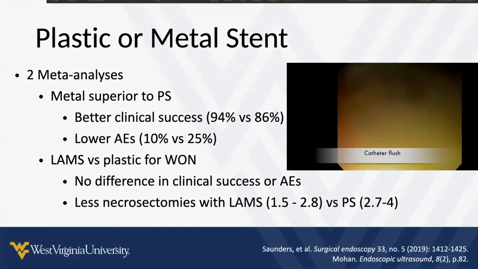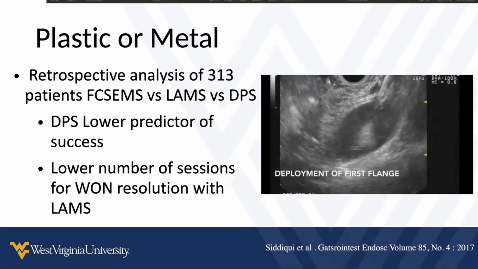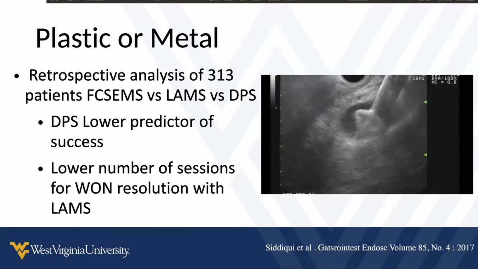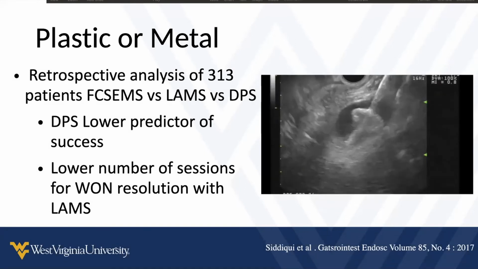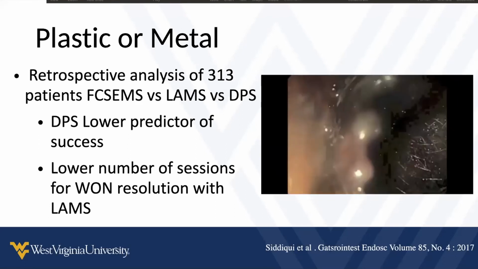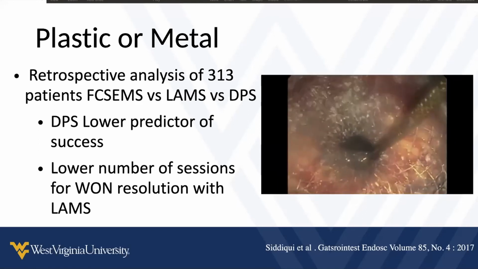Well, what about fully covered stents versus lumen-opposing metal stents and double pigtail stents? In this retrospective analysis where they looked at the 3 arms, what they were able to demonstrate was double pigtail stents had a lower predictor of success, and the use of lumen-opposing metal stents had actually lower number of sessions for walled-off necrosis resolution.